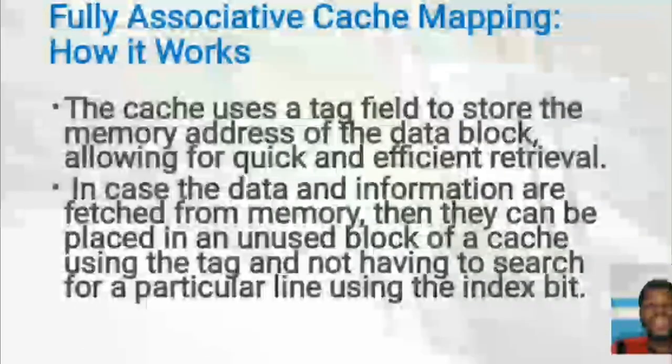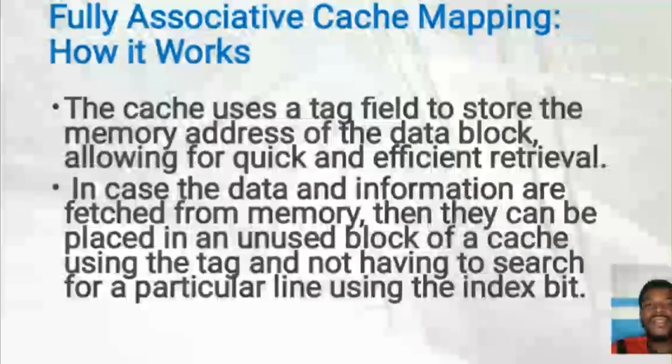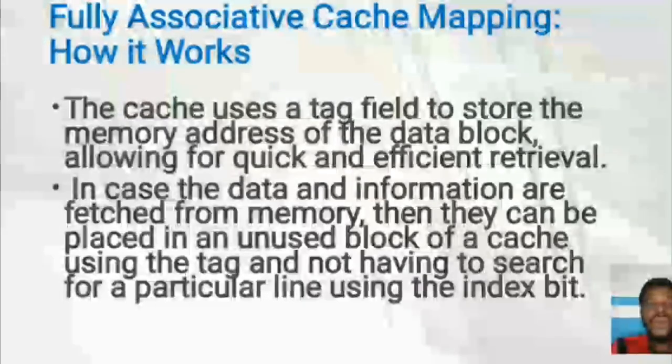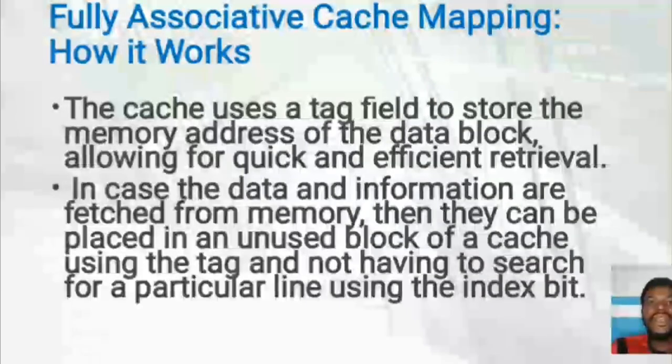So let me explain how it actually works. The cache uses a tag field to store the memory address. It doesn't use the index bit. The index bit tells the data the particular location where it should be saved. But with this technique, only the tag is used, and the tag can save any data on any fresh line on the cache. So the data can be saved anywhere on the cache memory. It searches for only a free space. When a line is occupied, it moves to the next line until it finds a free space. Then it saves itself. Since it doesn't have a particular place to save itself, it can save anywhere it wants.